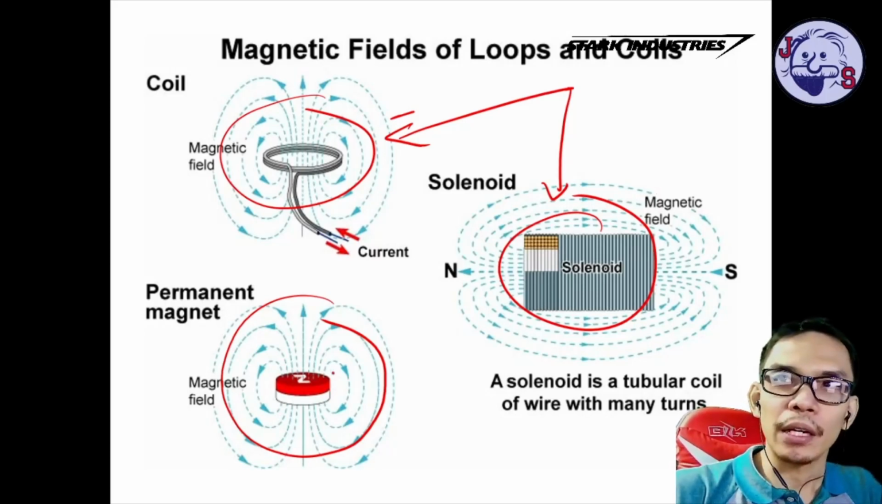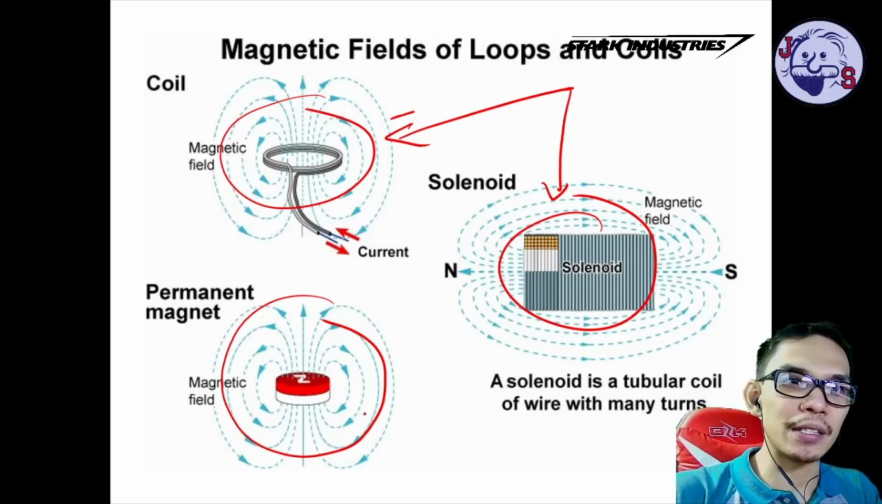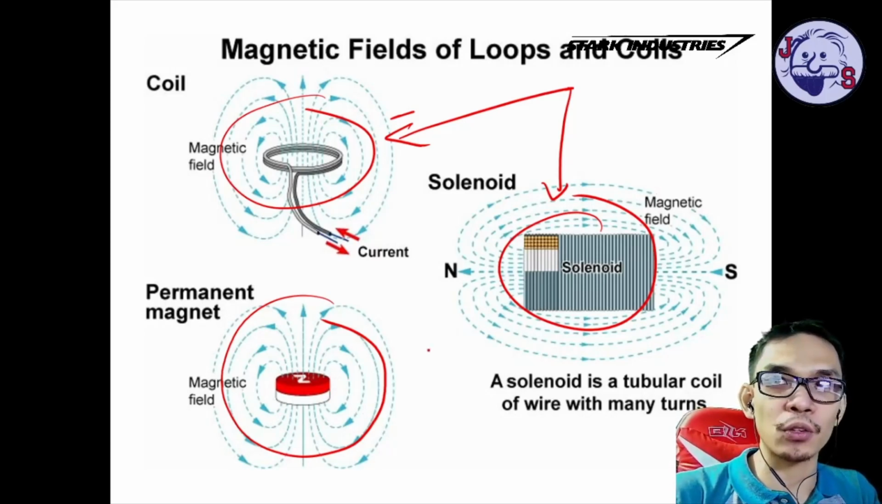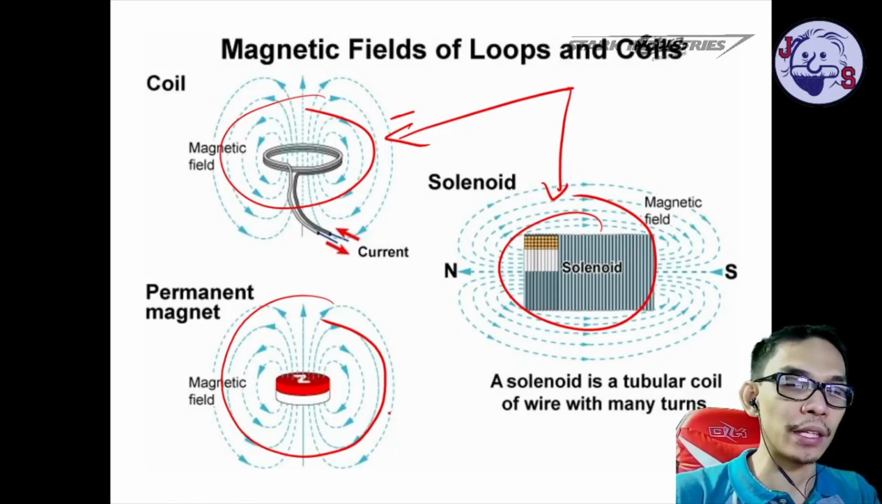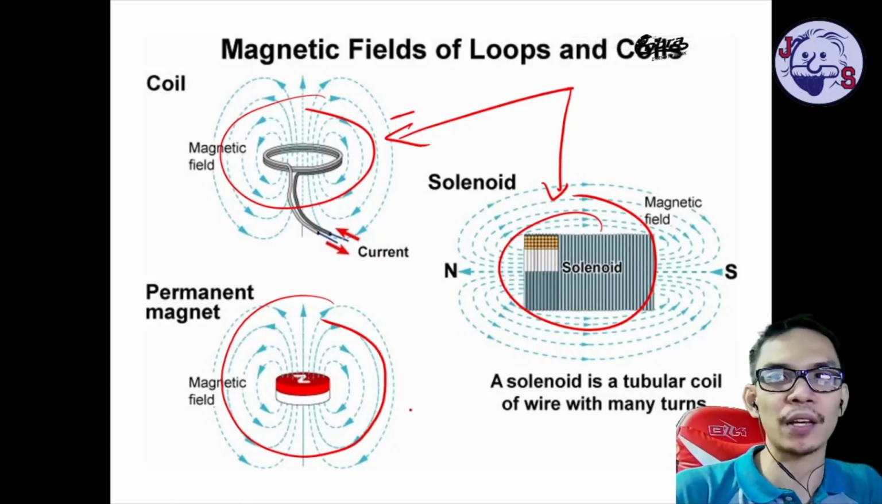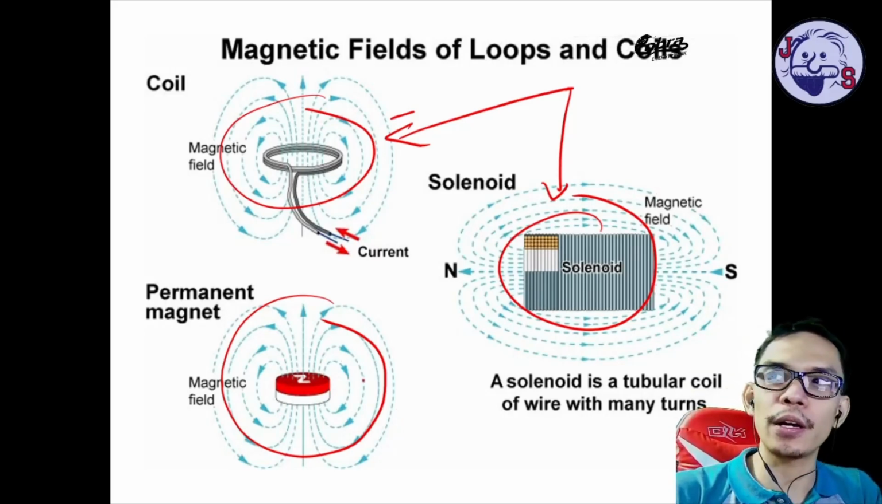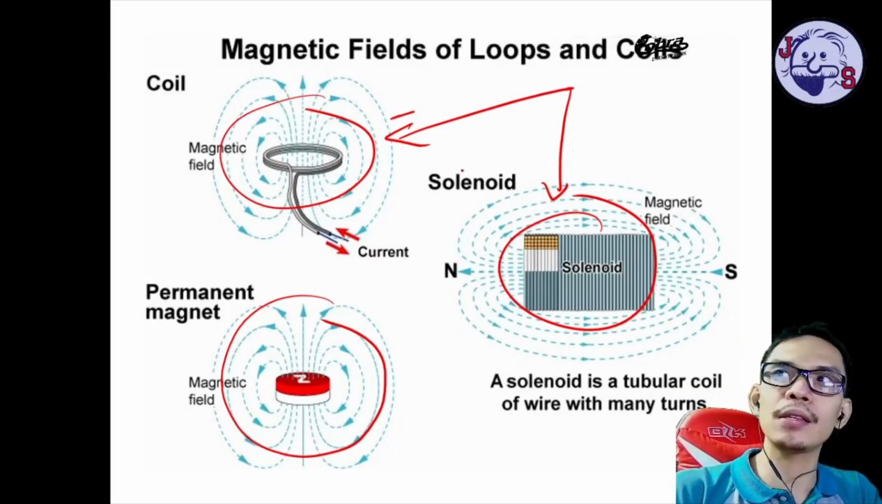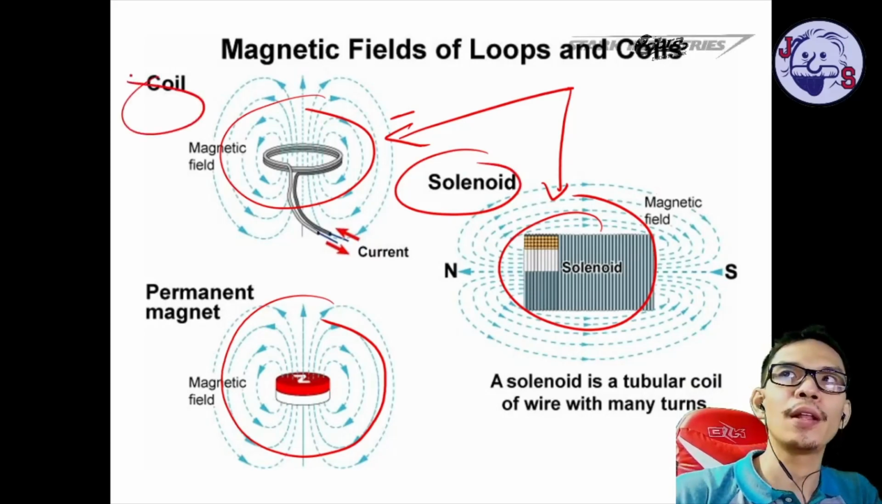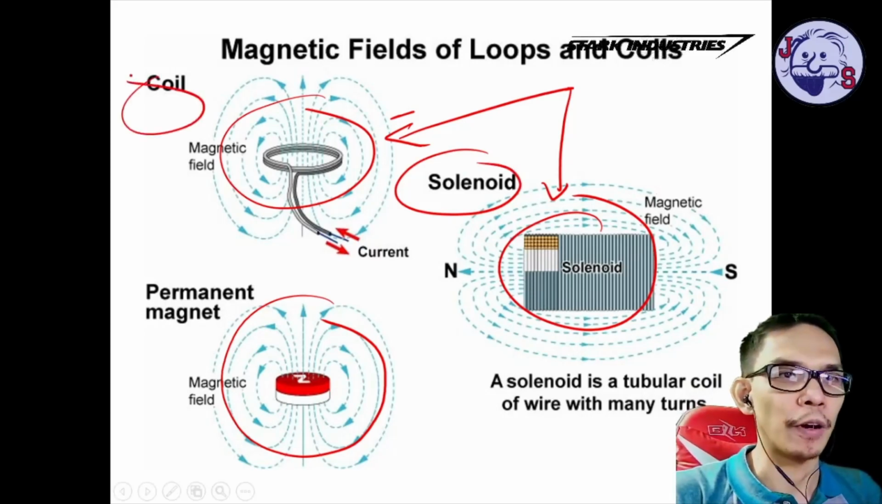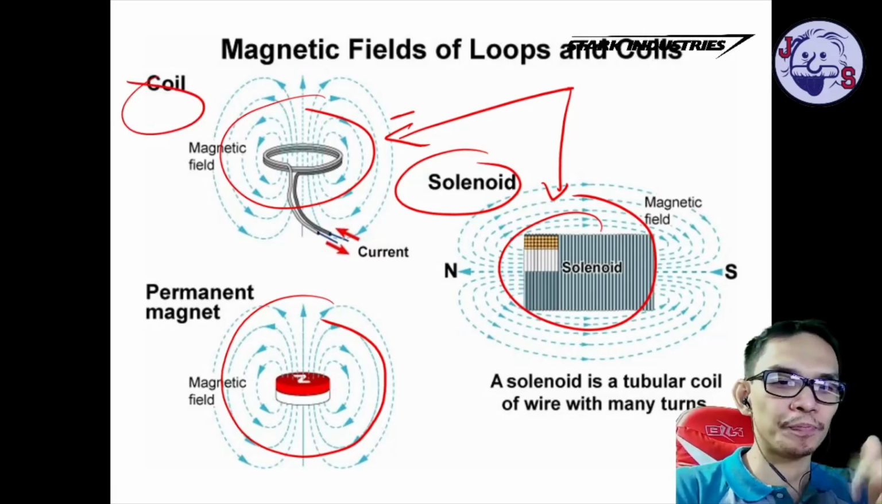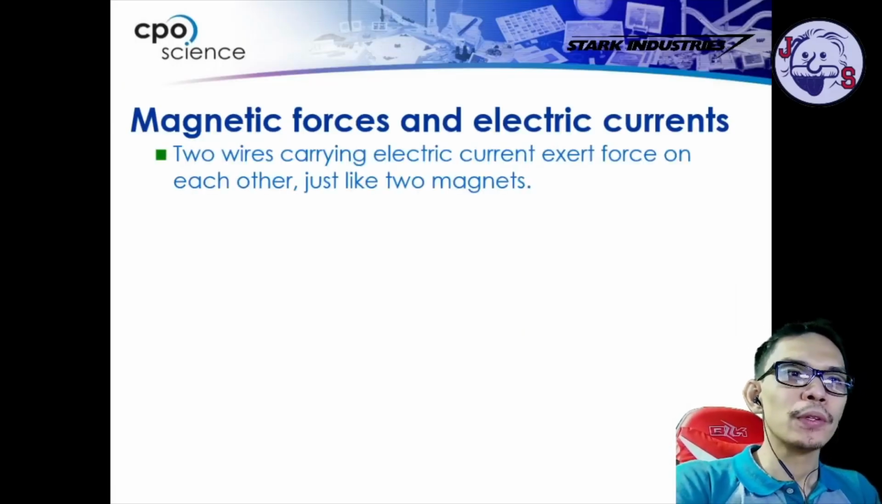But the permanent magnet doesn't need a current in order to create its own magnetic field. It has its own magnetic field emanating around it. So that is your permanent magnet and the solenoid and the coil respectively. So let's go now to the next part.